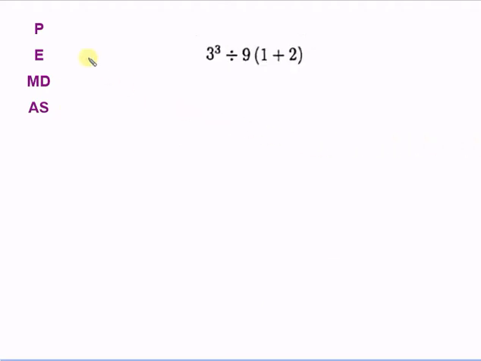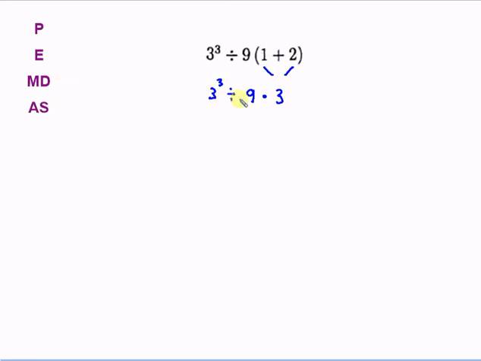Let's try another problem. Again, we're using PEMDAS. The first thing we come to, parentheses. Do we see any? Absolutely we do. 1 plus 2. So we'll bring down a 1 plus 2, which is 3. And again, we know we're multiplying 9 by whatever is in the parentheses. So we'll say 9 times 3. And then we'll bring down the rest of our expression.